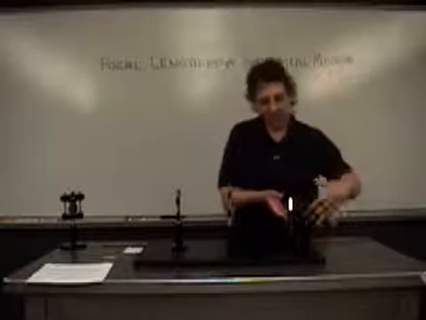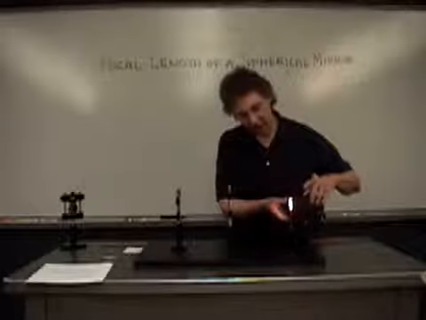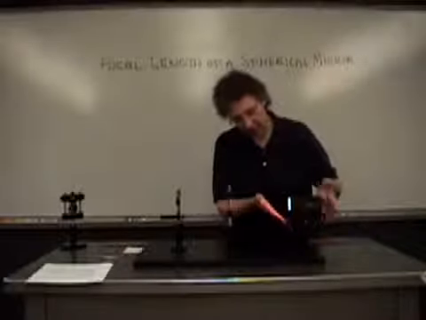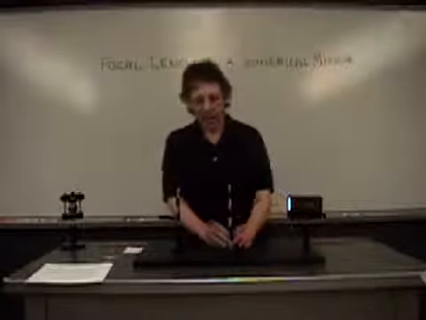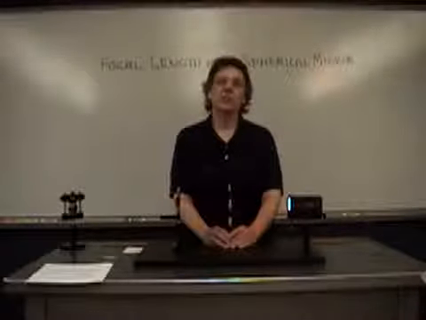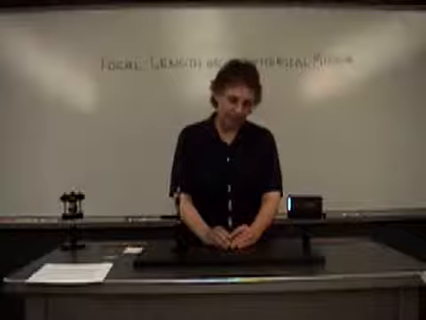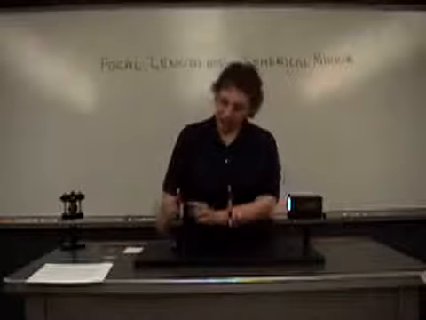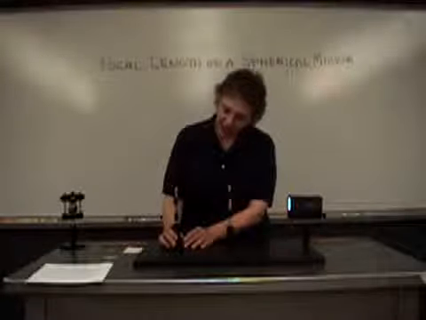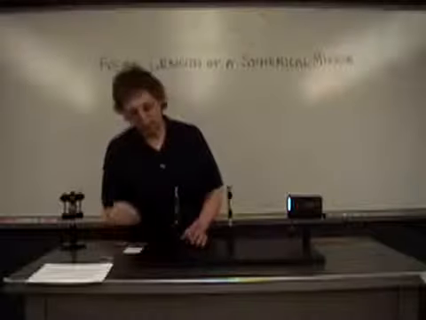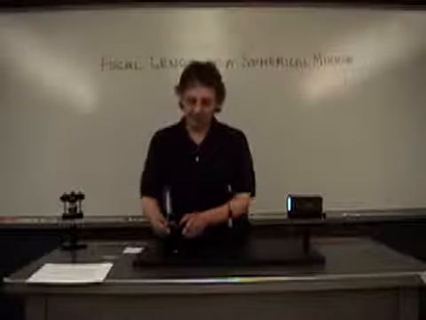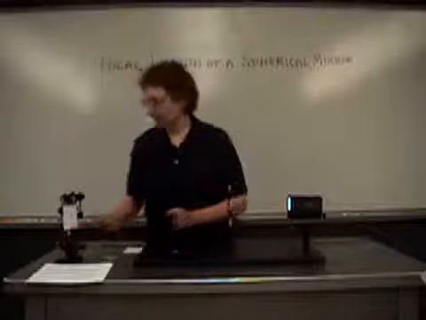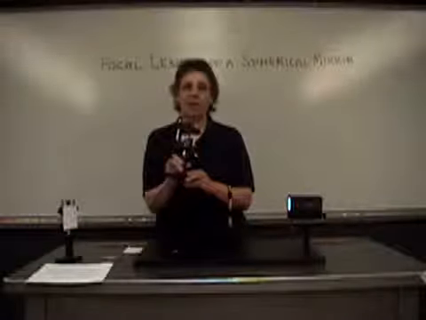I have here the ray box, which will serve as our object. Ray box is on a tilt table on post and post holder. And here I have a converging 10 centimeter focal length lens. That lens is creating an image at this location. And I'm going to mark the location of that image because this image will become the object for my convex spherical mirror.